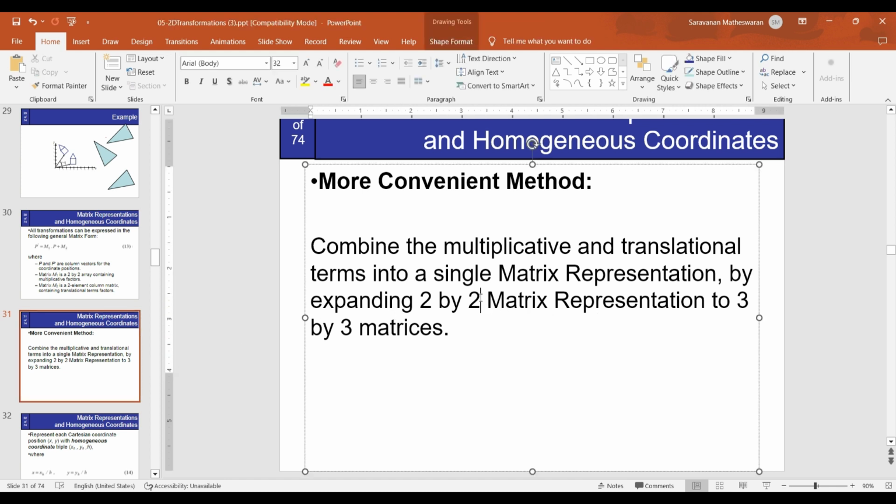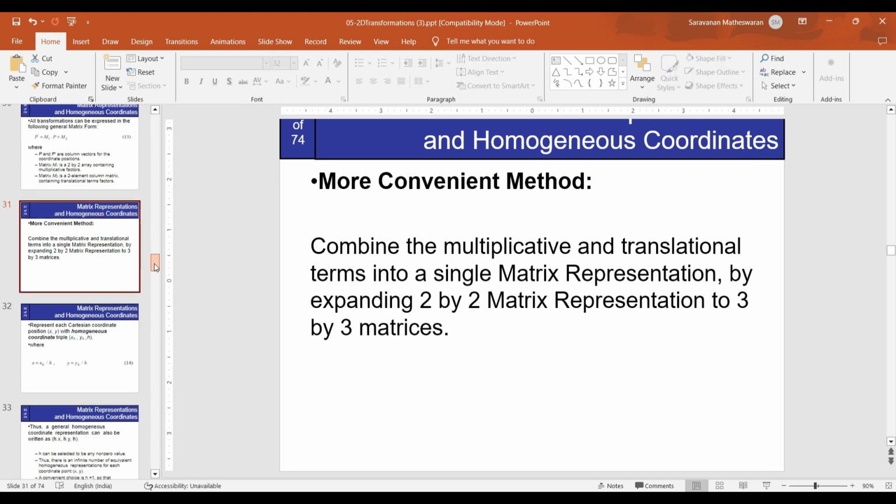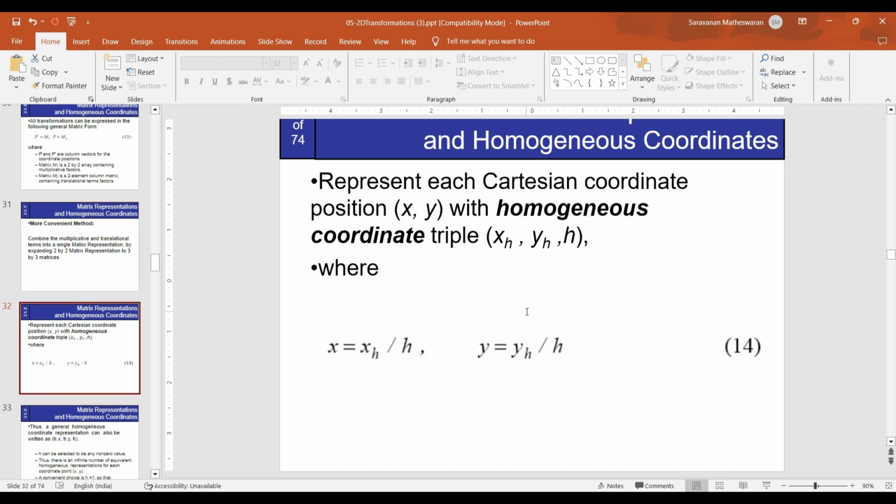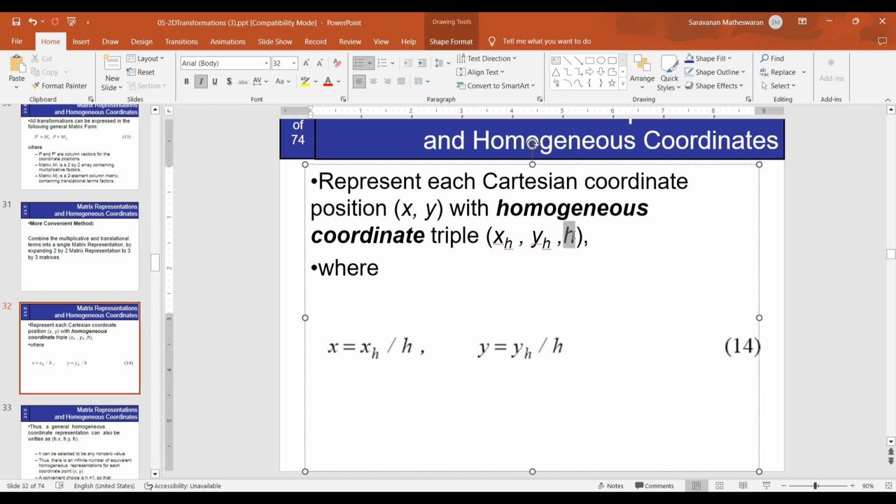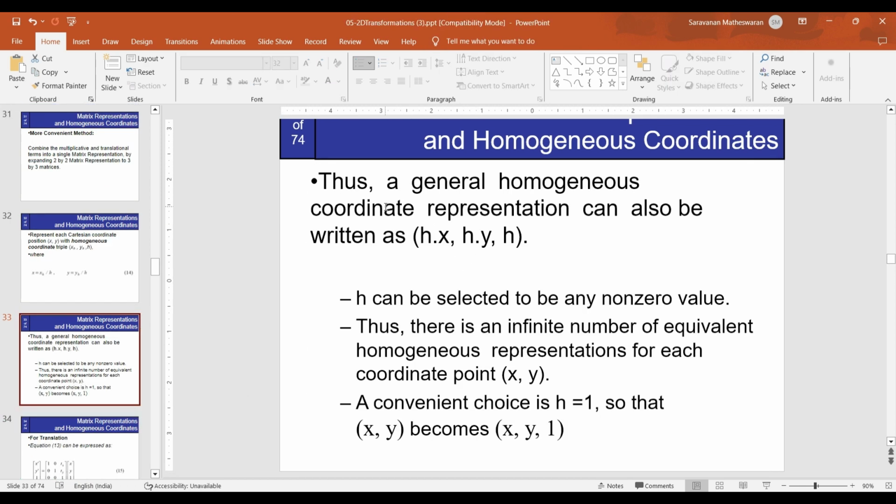The 2 by 2 matrix we want to convert into a 3 by 3 matrix. The 3 by 3 matrix can be written with the homogeneous coordinate added here. You add an extra point to x comma y, which is h. H is always set to one. Then the x value goes to xh divided by h, and y goes to yh divided by h. Suppose a general homogeneous coordinate representation can be written as xh, yh, h.